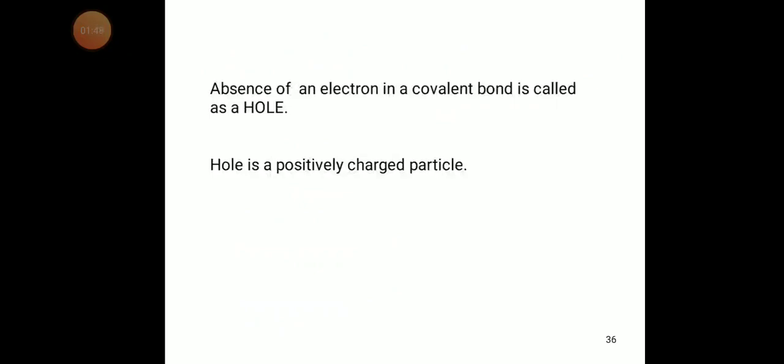Absence of an electron in a covalent bond is called a hole. A hole is a positively charged particle. In electronics, current transfer is mainly because of free electrons. The free electrons move from plus to minus, or we can say the electrons are attracted by the positive positions, that is, wherever there is no electrical charge, that position is called a hole. The absence of an electron in a covalent bond is called a hole. A hole is a positively charged particle.